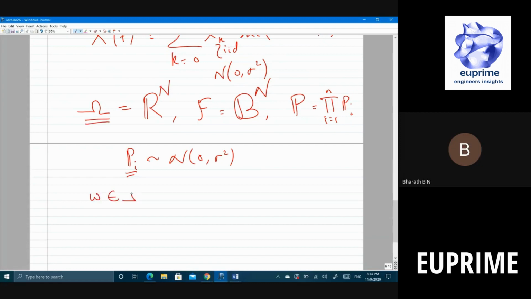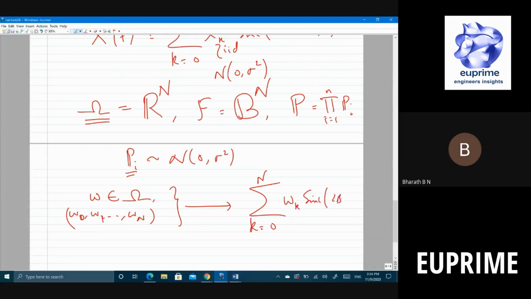Now, once I conduct the experiment, what do I get? I get omega in omega. The omega is omega 1, omega 2, and so on, omega n. This is the realization. The moment I get the realization, I can do the following: sum over k equal to 0 to n of omega k sinc of 2bt minus k. This is one realization of this process.